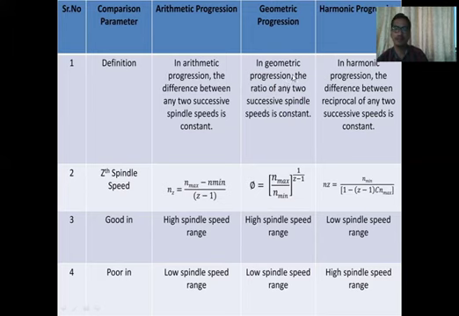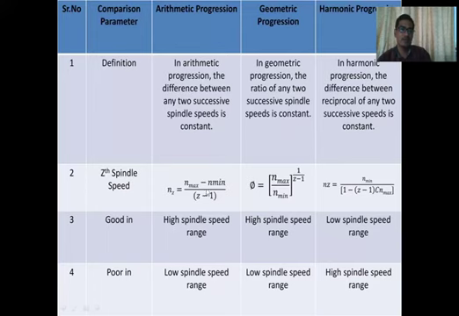Then the third law is harmonic progression. For harmonic progression, the definition is that the difference between the reciprocals of any two successive spindle speeds is constant. That law of progression is called a harmonic progression. For example, 1 upon nk minus 1 upon nk plus 1 is the difference between the reciprocals of any two successive spindle speeds. That value is constant. That's why that law is called the law of harmonic progression.